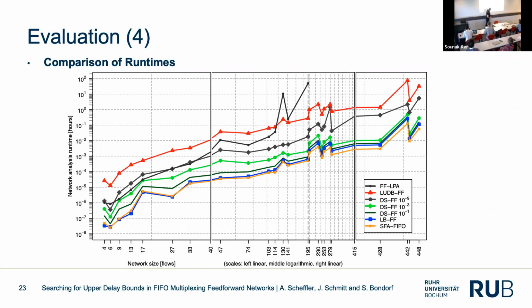Here, this red line, I guess, is SFA. And you see this is a base pattern for the network size, how long it takes to analyze all flows. And this lower bound is as fast as SFA. It's even better. So this is a better trade-off than SFA.